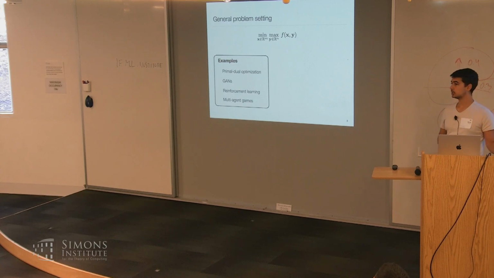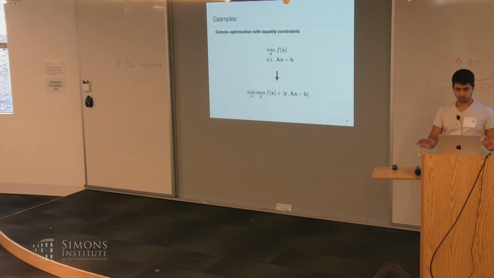GANs have this formulation, although it's a bit different from this multi-objective idea. It also falls in the same category. And there are some reinforcement learning problems where you have a linear program and you deal with its dual. Same for multi-agent games, where there are multiple agents with different objectives who want to maximize their gains.